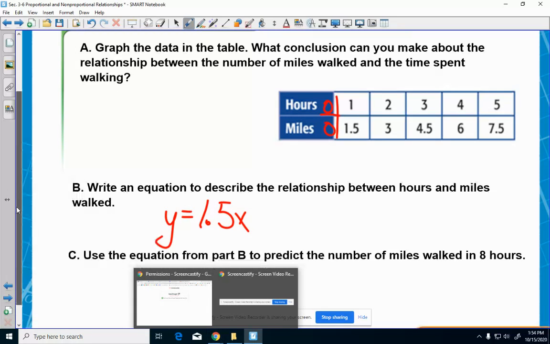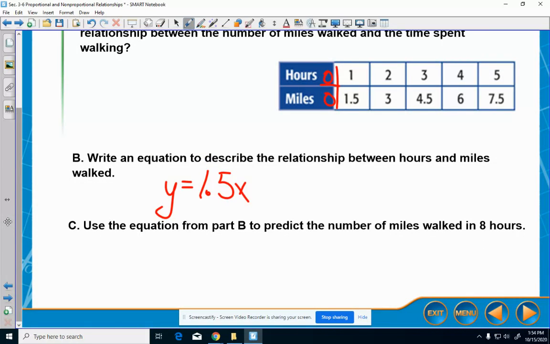So heaven forbid this ever happened. Use the equation in part B to predict the number of miles you walk in 8 hours. That would be terrible. I would just sit down and hope somebody picks me up. Okay? If you had to walk for 8 hours at this pace, how far would you make it? Why would you walk? I don't know. Maybe you're lost in the desert. No. 1.5 times 8, your answer better be bigger than 8. 12. Huh? If you want, you'd have to put an 8 in there for x. So yeah, it'd be 12 miles.